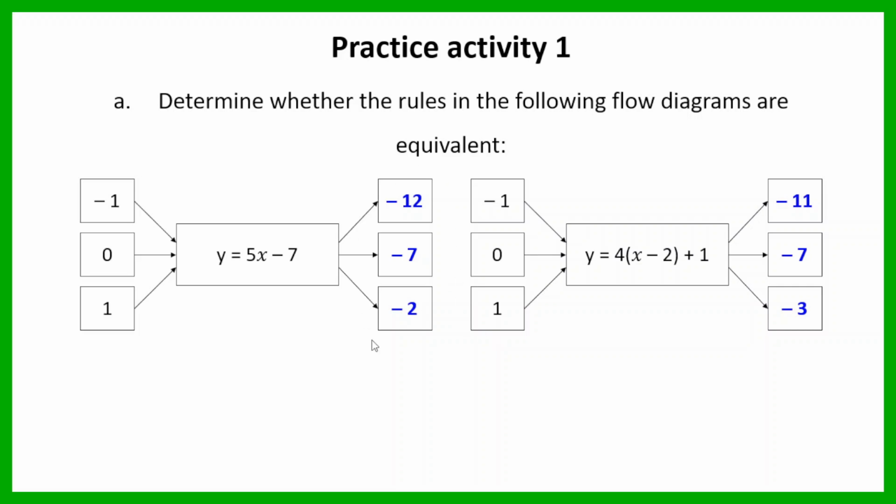Over here, because not all of the outputs are the same, you can't say that these two expressions are equivalent. They can only be equivalent if all of the outputs match there and there when you're working with matching inputs over here. So in this case, I'm going to say that 5x minus 7 and 4 times (x minus 2) plus 1 are not equal. They are not equivalent, okay? I cannot say that they're the same because they do not yield the same outputs in this example. Right, now I'm going to give you another one that you're going to work on.